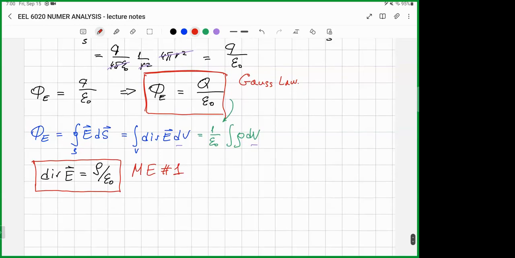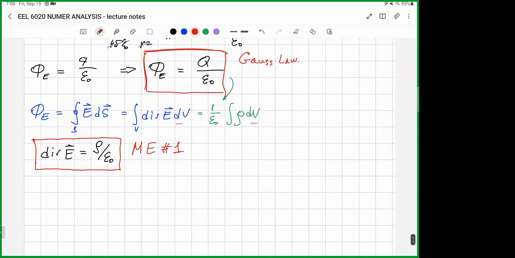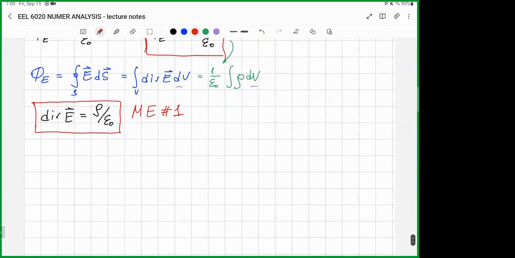Maxwell equation number one, also in the differential form, right? So this is the differential form of this Maxwell equation. Differential means that this formula works in any point in the system.